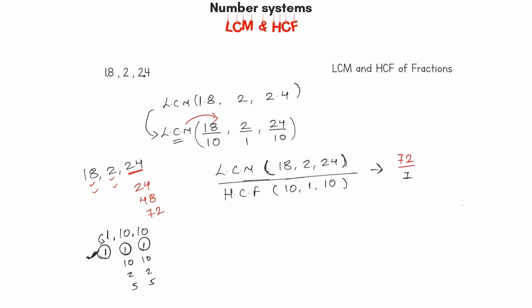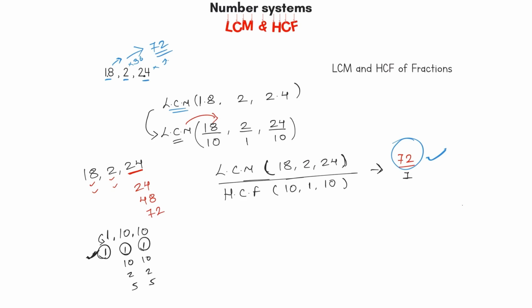72 divided by 1, the answer is what? 72. And that is the LCM, least common multiple, of 1.8, 2 and 2.4. That's what you will have to imagine, and you get the answer as 72. And it's quite logical as well, right? Because 2 into 36 will give you 72, 2.4 into something will give you 72, and 1.8 again into something will give you your 72.